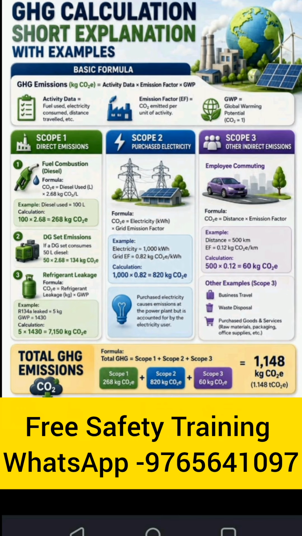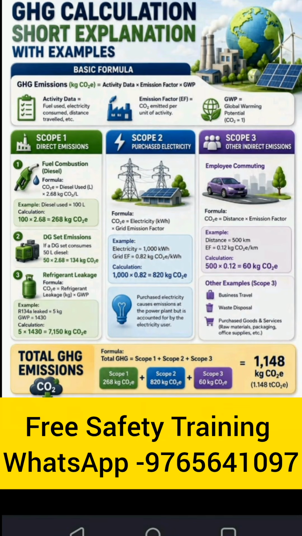Activity data is the fuel used, the electricity consumed, the distance traveled, etc. The emission factor is the CO2 emitted per unit of activity. GWP, the global warming potential, is the CO2 equivalent, where CO2 equals 1. So number one, the scope of work: Scope 1, the direct emission.